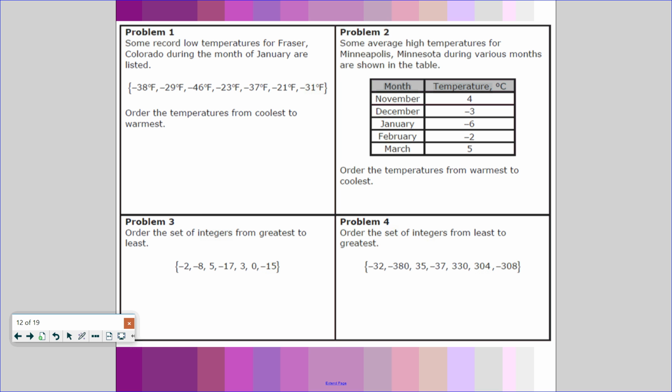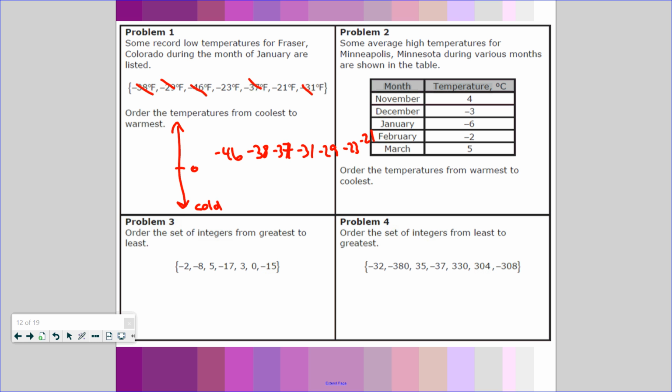Coolest to warmest. Think of a number line right here. This would be really cold. Here's 0, so it's the most negative number away from 0. So the most negative one, the coldest, would be negative 46. Then what's the most negative, furthest from 0? Negative 38, then negative 37, then negative 31, then negative 29, then negative 23, and then negative 21. Coolest to warmest. Think of a thermometer.